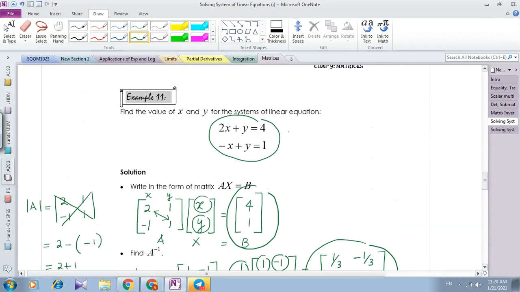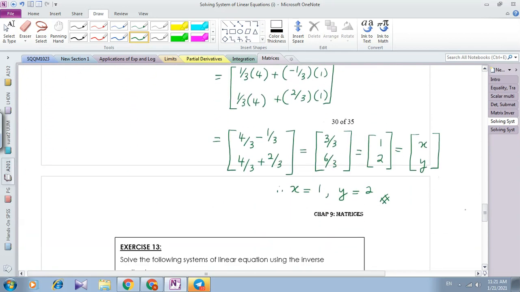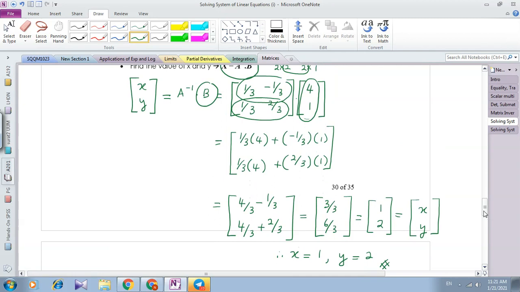This method is different from what you have learned in chapter 2, right? But whichever method you use, you should get the same answer. That means x is still 1, y is still 2, regardless of the method you use.